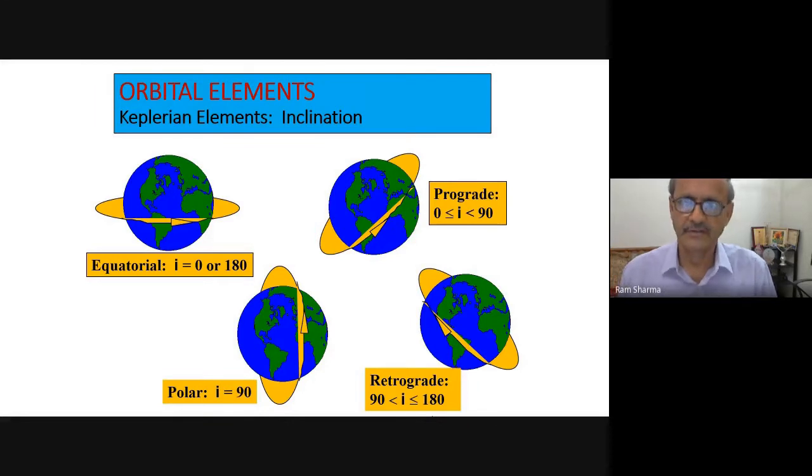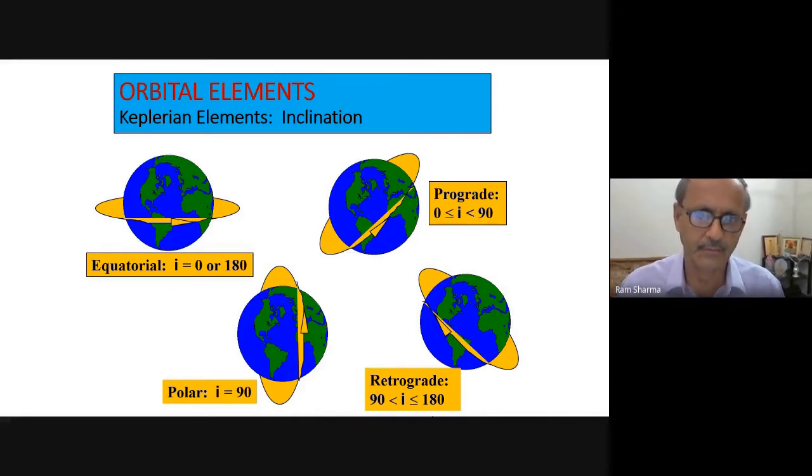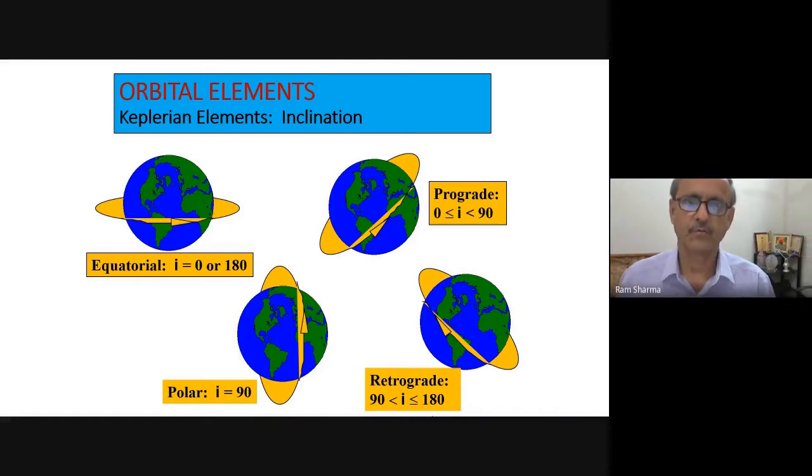Now orbital inclination we can see there. If the inclination is between 0 and 90, they are direct orbits or prograde orbits, we call them. And if the inclination is 0, they are equatorial orbits. All orbits are useful. Different kinds of orbits are useful for space missions. And i equal to 90 is called a polar orbit, the plane will pass through the pole of the Earth. And retrograde orbits are the ones where the inclination is between 90 and 180. The inclination can change only from 0 to 180. It cannot go from 0 to 360. So we have that advantage. Only 2 quadrants we need to calculate.